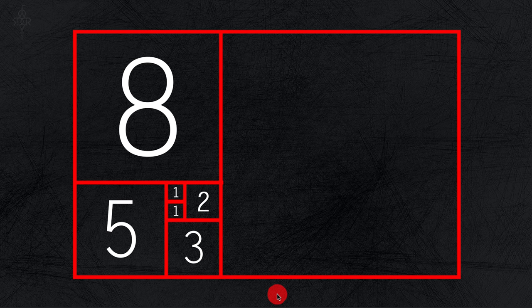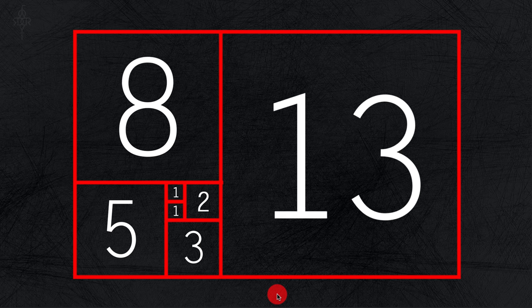So this is the Fibonacci spiral, Fibonacci sequence. And as you notice, it starts off with the one. In the Fibonacci sequence, if you don't know what that is, all it does is numbers end up adding themselves up. So one becomes another one. One plus one becomes two. Two plus one becomes three. Three plus two becomes five. Five plus three becomes eight. And eight plus five becomes 13.